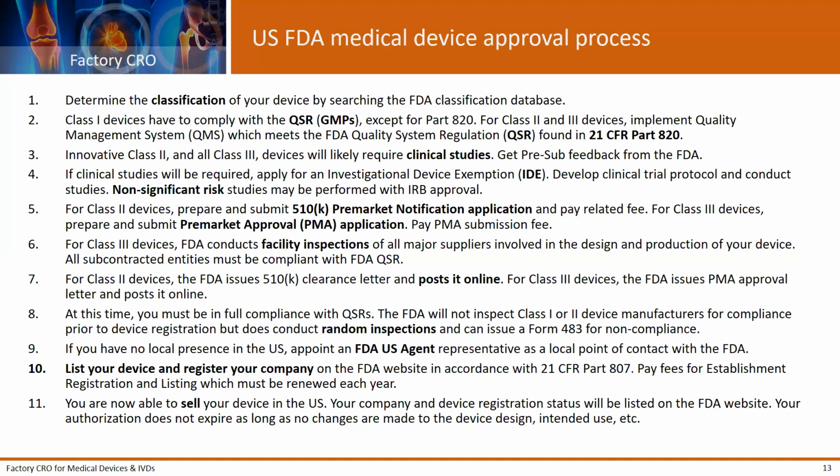When you have successfully completed the 510K route, there is a clearance letter and it will be posted online. For class 3 devices, the FDA issues a PMA approval letter and posts it online. Well, I touched on item 8 already. You need an FDA US agent if you have no local presence in the United States, and you need to list your device and register your company on the FDA website. And then you can sell your device. Okay.